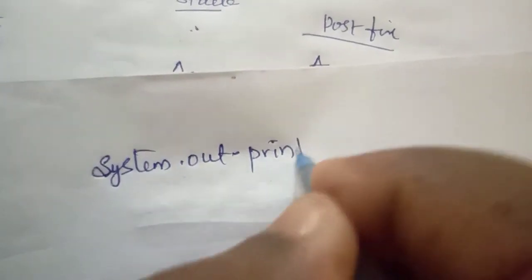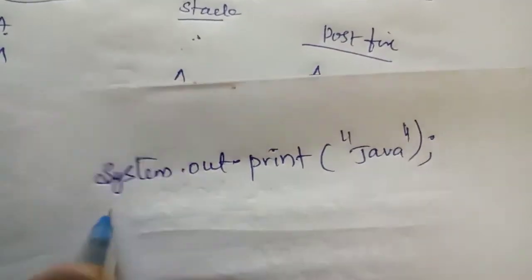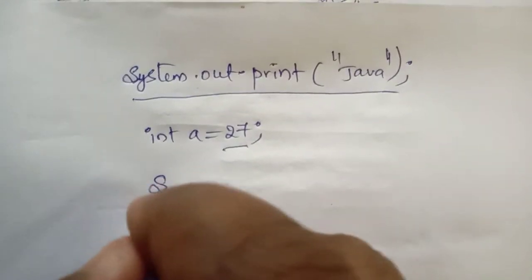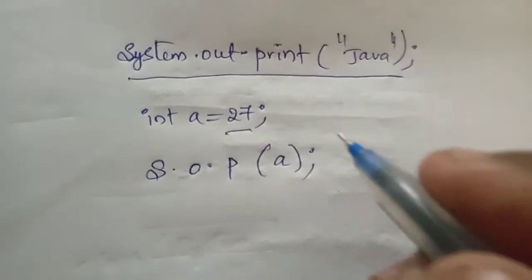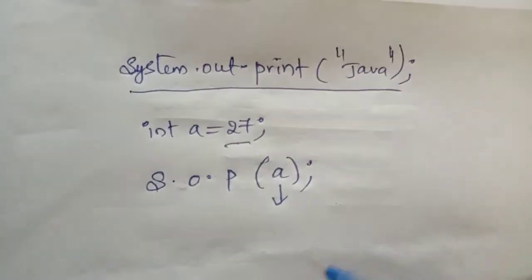For example, I want to print one text, so you have to write system dot out dot print. I am writing Java, and this is directly printed. Then I am declaring one variable here, int a equal to 27. I want to print the value 27. To print anything, system dot out dot print, and directly you write the variable name. Here a is the variable name, and the value present in the variable will be printed.